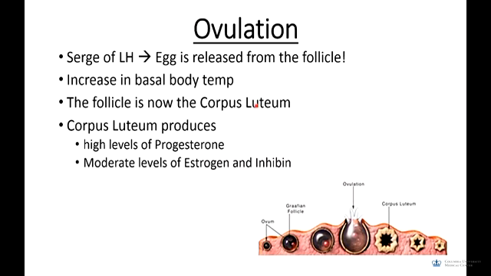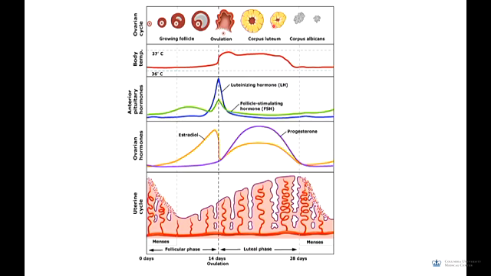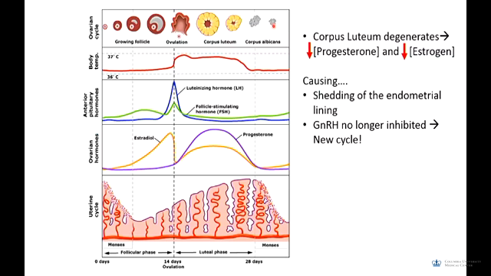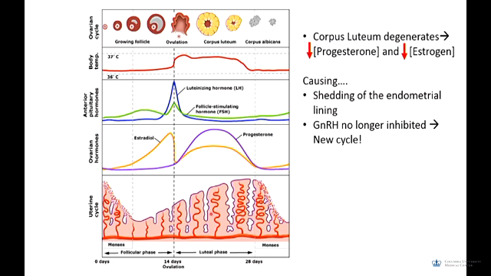And then ovulation. So again, you get your surge of LH, and an egg is released from the follicle. You can see this in a variety of different ways: an increase in basal body temperature, and the follicle is now the corpus luteum. The corpus luteum then will have an increase in progesterone release, and that's important later on because we'll have to get rid of all of this lining, and that's when the corpus luteum degenerates, and then you'll get lower progesterone and estrogen, and so that will cause shedding, and then menses, and then a new cycle.